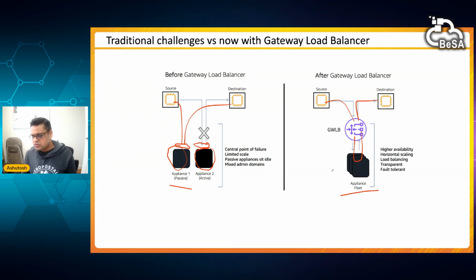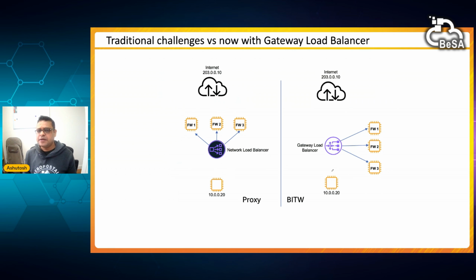So this is the problem it solves, right? Traditionally, what happens when you use a load balancer? You want to send traffic to the internet. So this is, suppose, some website, right? You want to send traffic. Where will you send? Suppose it is working in a proxy mode.